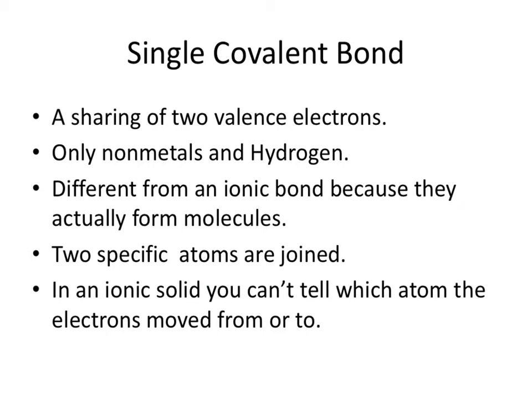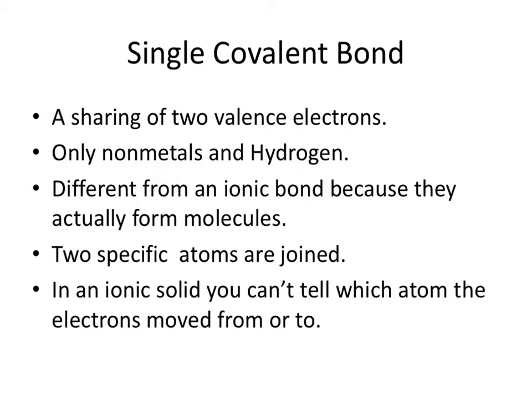A single covalent bond is 2 valence electrons being shared, 2 dots. This occurs, again, remember, between nonmetals or also hydrogen. Remember, hydrogen's weird. Even though it's over there in group 1, it's a nonmetal. It's not an alkali metal. So hydrogen occurs, and then all of our nonmetals over on the right side of the periodic table as well.